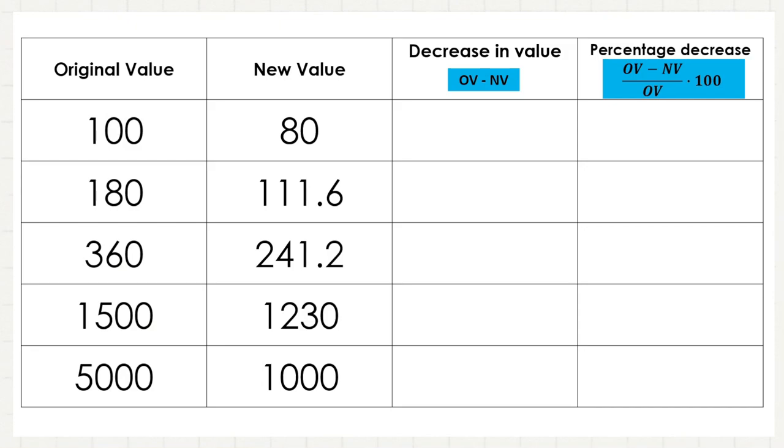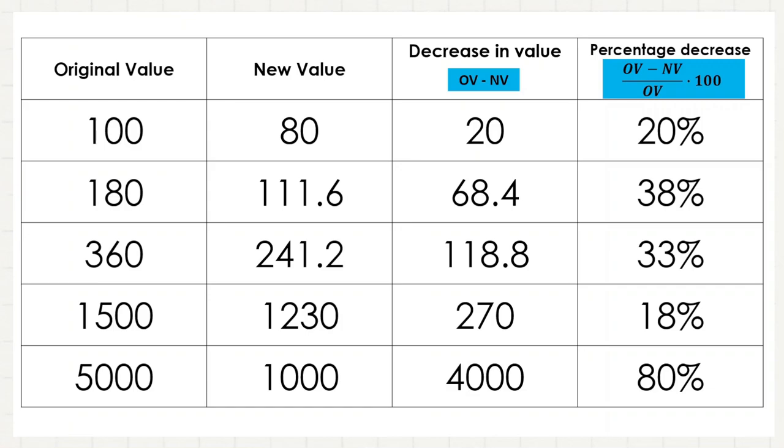Let us have this table. We're going to get the decrease in value. So how are we going to get that? Original value minus the new value. And then the percentage decrease, which is original value minus new value divided by the original value times 100. So here are the answers. Let us check. For the decrease in value, for the first one, 100 minus 80 is 20. And for the percentage decrease, we have 20 divided by the original value, which is 100 times 100. And if we're going to compute that, that would be equivalent to 20%.